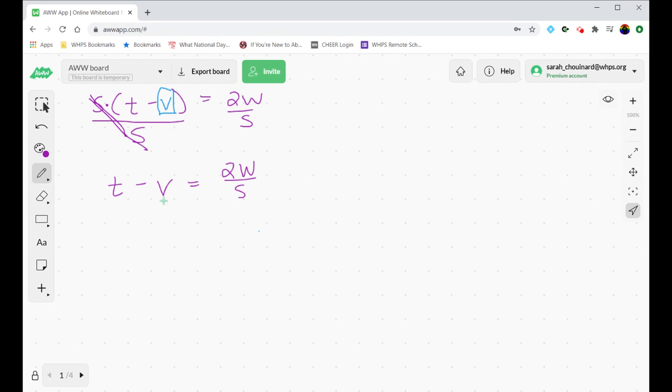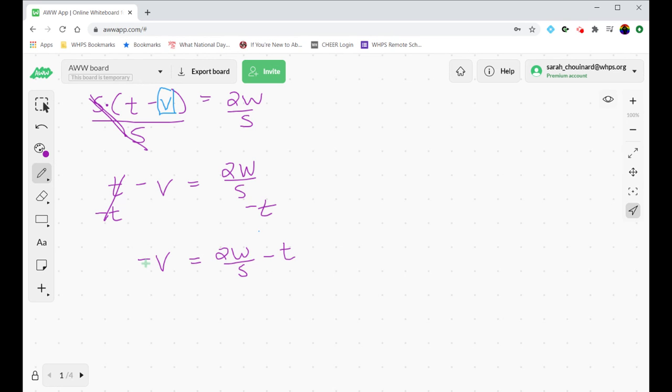So I'm trying to isolate V, so I do need to get rid of this T. To get rid of T, we subtract T because T minus T cancels. I'm left with negative V on this side. Don't drop that negative. Now, these aren't like terms, so even though this looks kind of messy, I'm literally going to write 2W over S minus T.